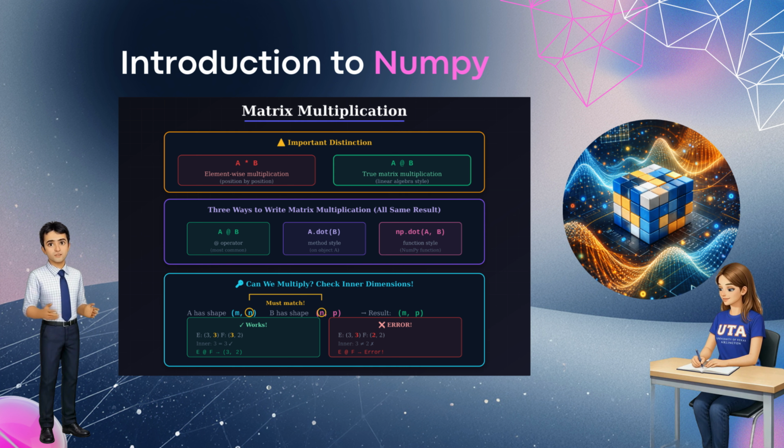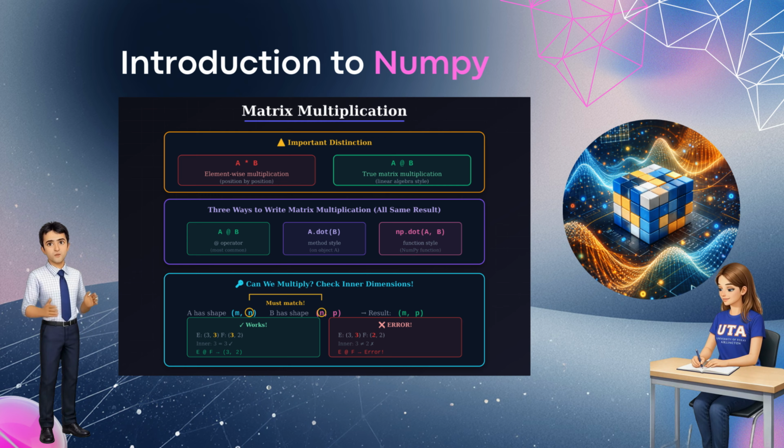For true matrix multiplication, what you learned in linear algebra, where you do the dot product of rows and columns, we use the at sign symbol. That's Shift 2 on your keyboard. So I write A, at symbol, B.